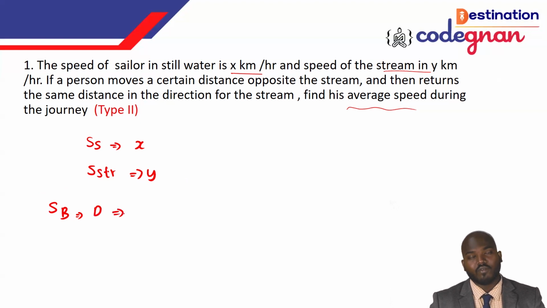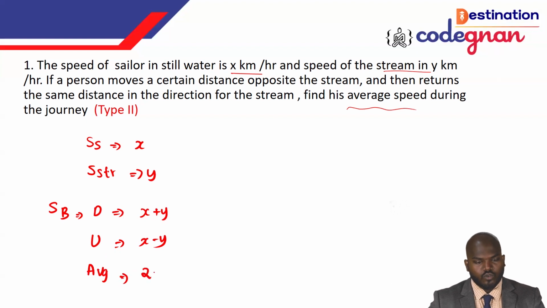So the speed of the boat in the downstream, what can we call it? Downstream means b plus s, right? Here we can call it x plus y. If it is upstream, you can call it x minus y, like what we derived. But they are asking for the average speed. How can we find the average? We have a formula. The average speed is 2 times downstream times upstream, divided by downstream plus upstream.